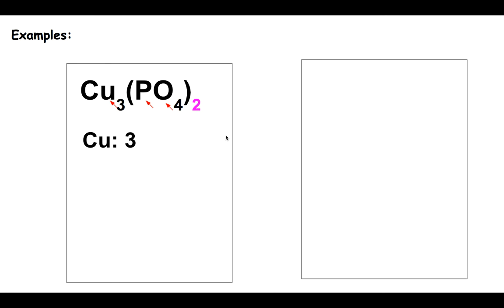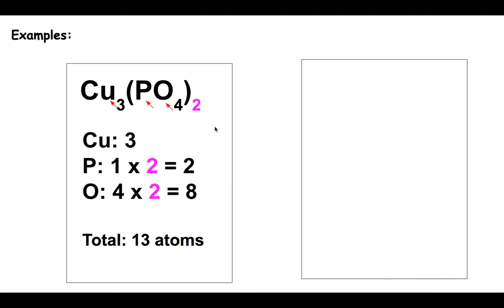With phosphorus, however, we know that there's 1 phosphorus, but because it's inside the parenthesis, this little 2 has to apply to it as well. So we have 1 times 2 to give us a total of 2, and then we have 4 times 2, which gives us 8, and that's 13 atoms. And if you follow the distribution of the 2, you can see that the 2 applies to this and the 2 applies to here. It does not apply to copper because it's not inside the parenthesis.